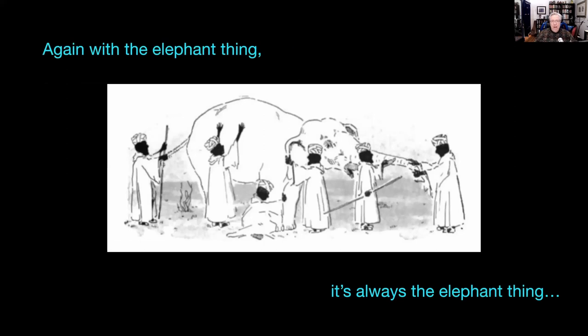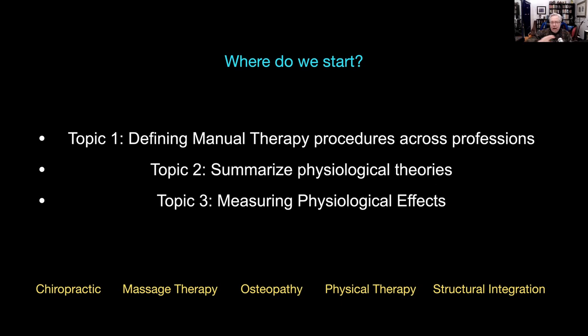So where do we start? Because, you know, it's the old elephant thing. Each one of us has a hand on a different part, and we're trying to say what it is and what we're doing. Sometimes we have the hand on the same part, but we don't look at it or think about it the same way. So this is what all of these groups have been tasked with, in forming working collaborative partnerships: to define our manual therapy procedures. What are we doing with our hands? That's where it has to start.